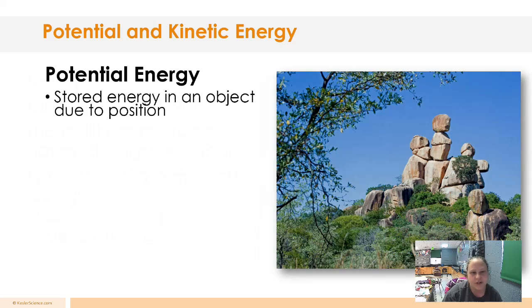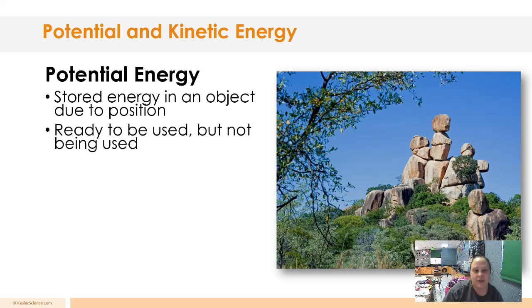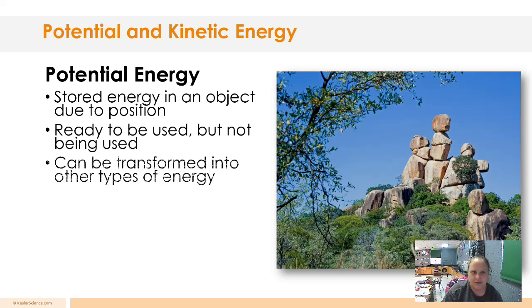Potential energy is stored energy in an object due to its position. That means its position relative to ground level of Earth. If you look at the picture with the really tall rock at the very top in the middle, it has the greatest potential energy because it's higher up, so it has a longer way to move down towards the ground. It's ready to be used but not being used just yet. It can be transformed into other types of energy.